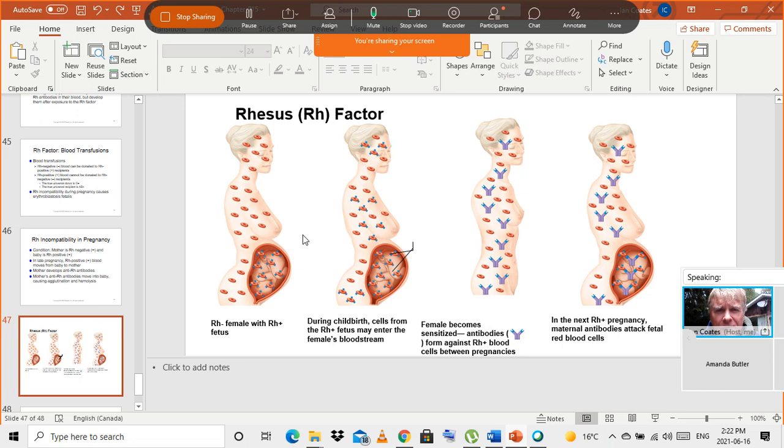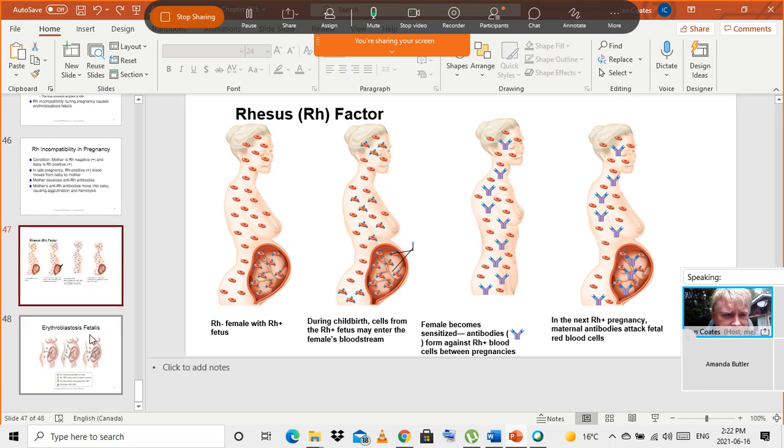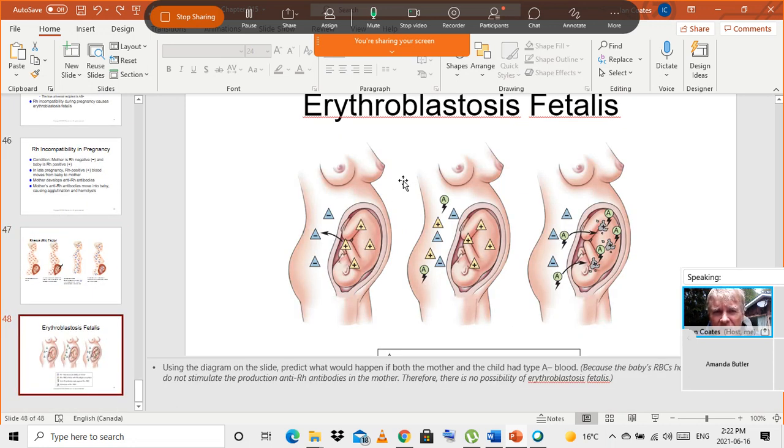So you guys can have a read of Rh factor there. We've got this one here, Erythroblastosis Fetalis. This is the same thing of what we just went over right here. And you guys can have a read of that. So there's your blood in a nutshell.